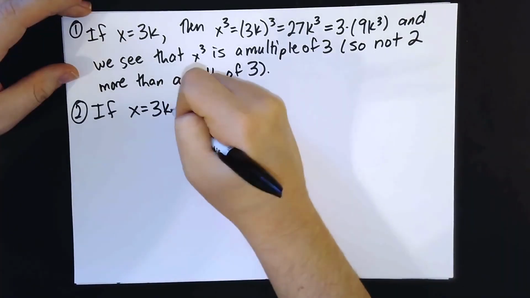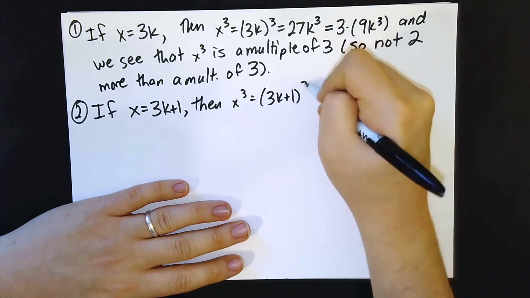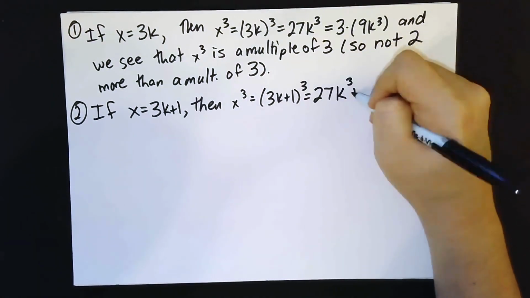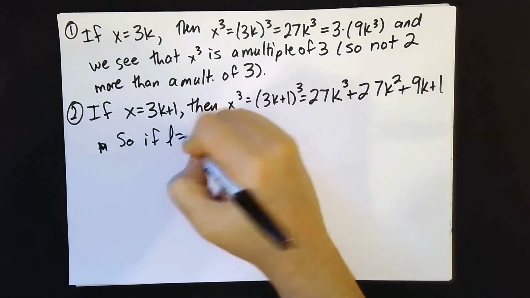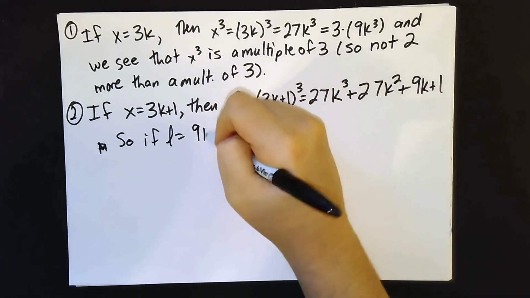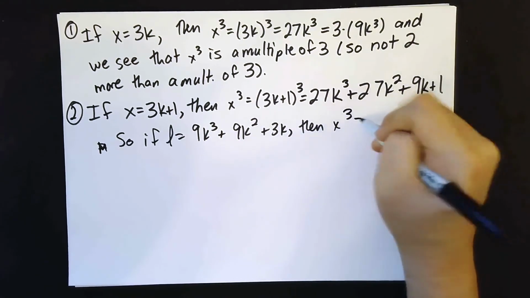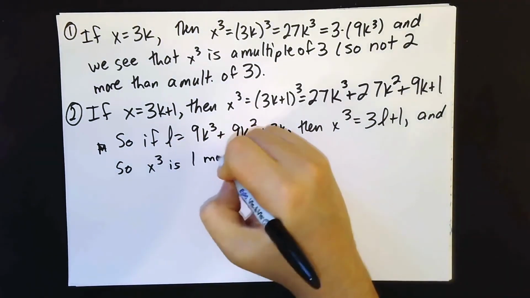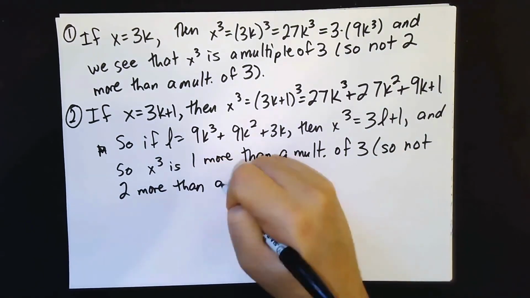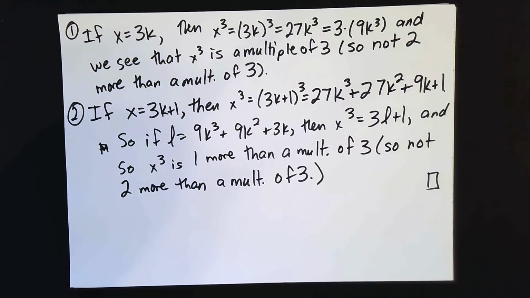The other thing we wanted to nail down was what happens if x is 3k plus 1. Well, then x cubed is (3k plus 1) cubed. Then (3k plus 1) cubed is going to be 27k cubed plus 27k squared plus 9k plus 1. And so if, let's say, L is 9k cubed plus 9k squared plus 3k, then x cubed is 3L plus 1. And so x cubed is 1 more than a multiple of 3, and so not 2 more than a multiple of 3. And ta-da! That handles all the options. And so we have in fact shown what we were asked to show, which is that if x cubed is 2 more than a multiple of 3, then so is x.